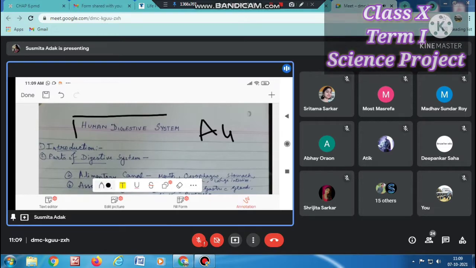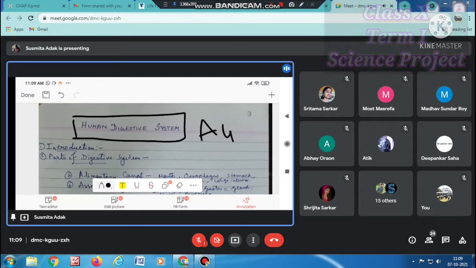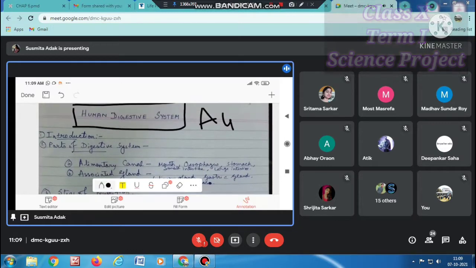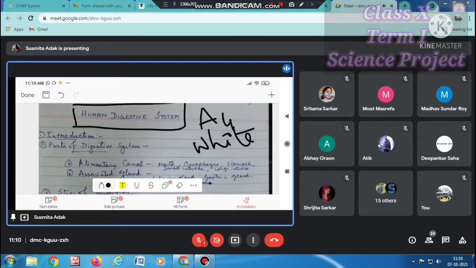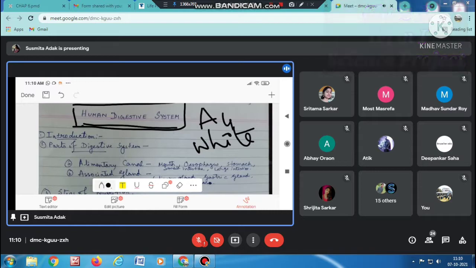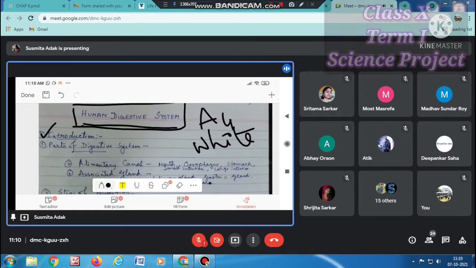The topic name will be human digestive system. What will be the cover page? I am saying it at last. At first I am saying what you will write. You will take only white pages, A4 size. Don't take any ruled page. In the first page, you will give this heading and then write an introduction about the human digestive system. You can take help from Google. You will write 4 to 5 lines as the introduction.